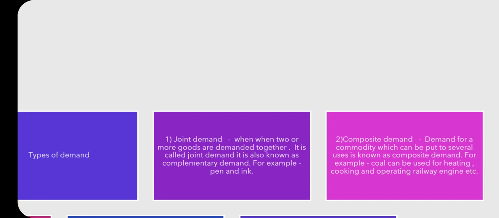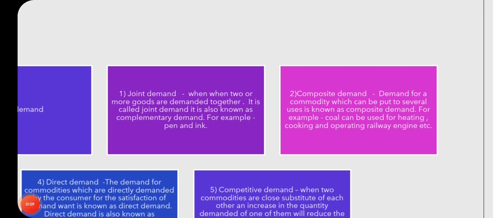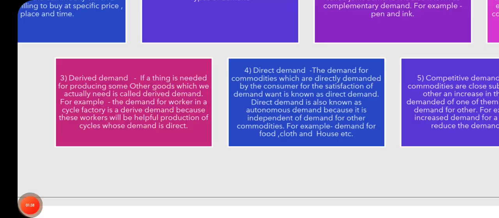Second one is composite demand. Demand for a commodity which can be put to several uses is known as composite demand. For example, coal. It is used for heating, cooking as well as for operating railway engine. Another example of composite demand is milk. Milk is used for making tea, curd, sweets, butter, etc.